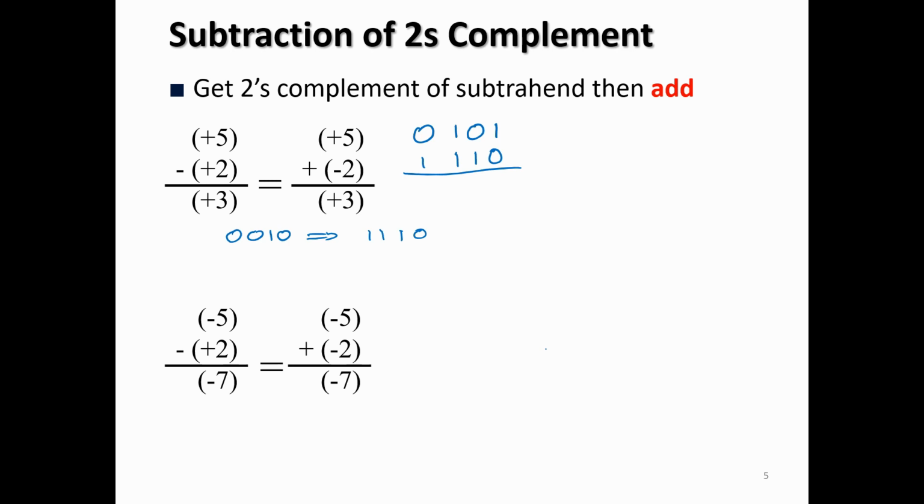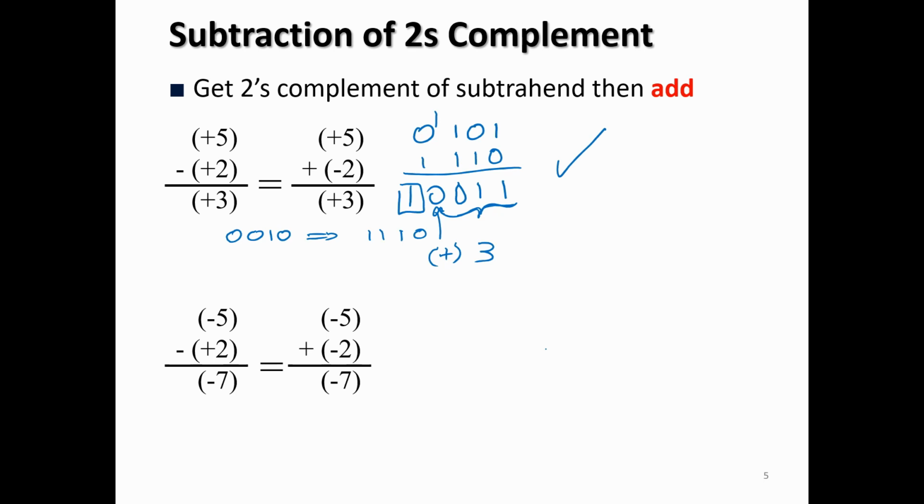And then we add those two. That's 0101 and 1110. Remember we ignore this extra bit. And what is this number? Remember this is 0, so that's positive. And then this is a 3, so positive 3. So it works.